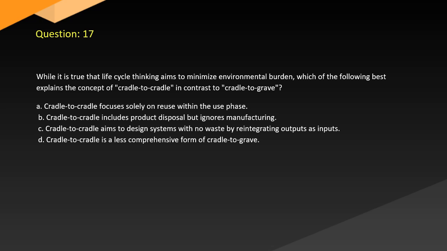Question 17. While it is true that life cycle thinking aims to minimize environmental burden, which of the following best explains the concept of cradle to cradle in contrast to cradle to grave? A. Cradle to cradle focuses solely on reuse within the use phase. B. Cradle to cradle includes product disposal but ignores manufacturing. C. Cradle to cradle aims to design systems with no waste by reintegrating outputs as inputs. D. Cradle to cradle is a less comprehensive form of cradle to grave.